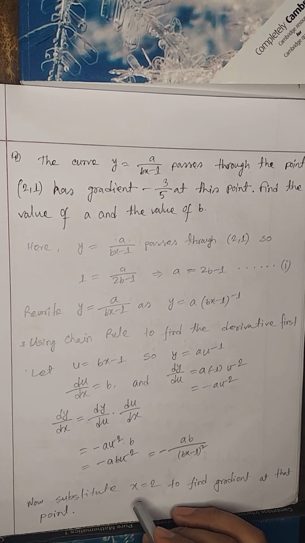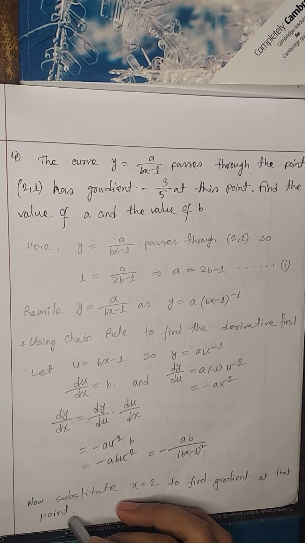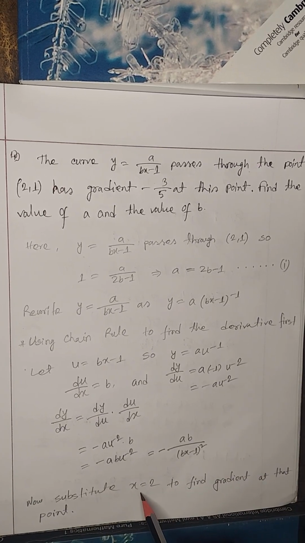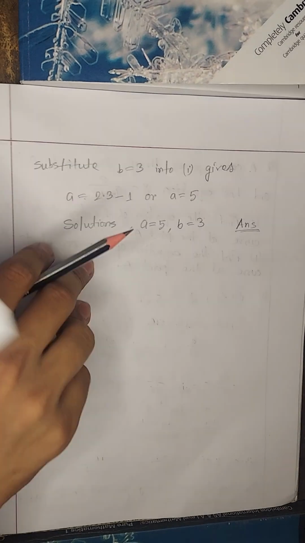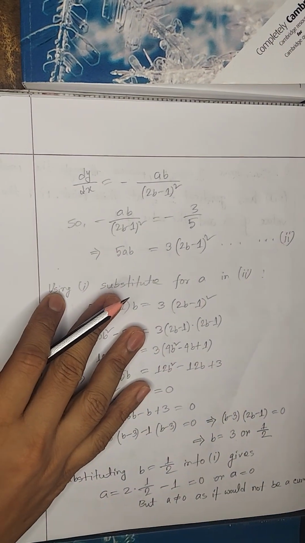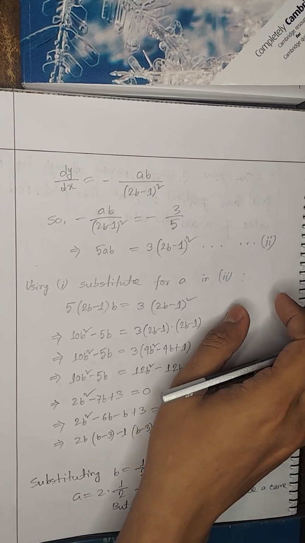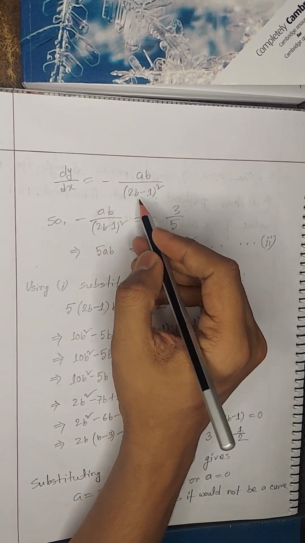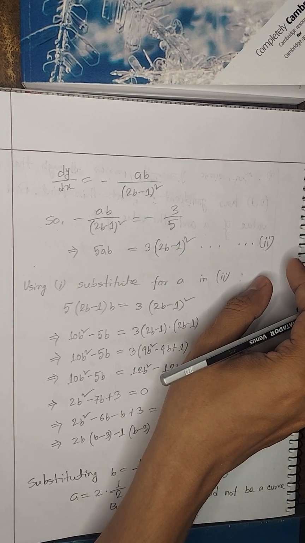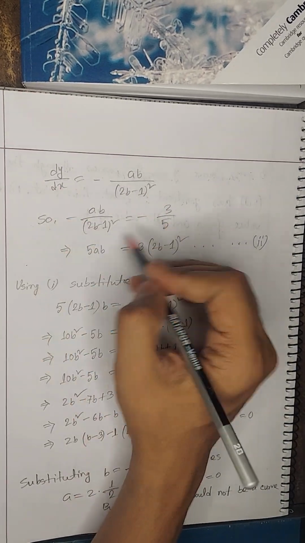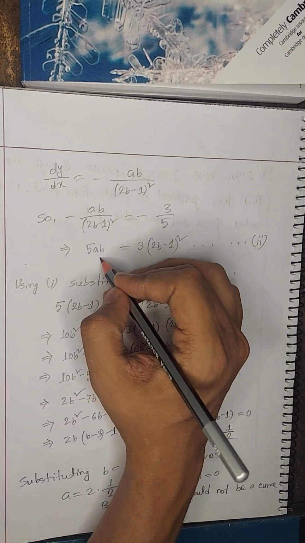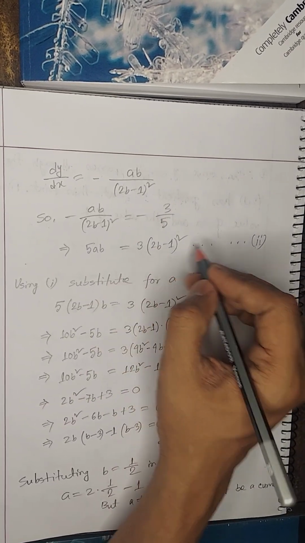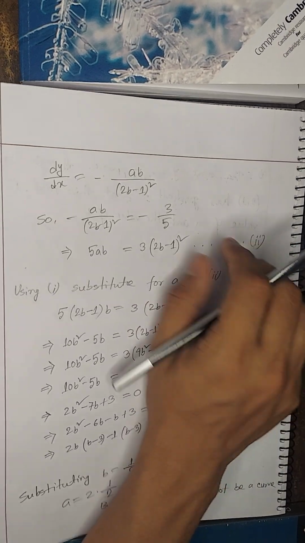By substituting x is equal to 2 to find the gradient at that point, when we put the value of x in this dy by dx, we get the gradient at that point, which is dy by dx is equal to minus ab divided by (2b minus 1) whole square. We are given that the gradient is minus 3 by 5. So 5ab is equal to 3 times (2b minus 1) whole square. We name it equation 2.